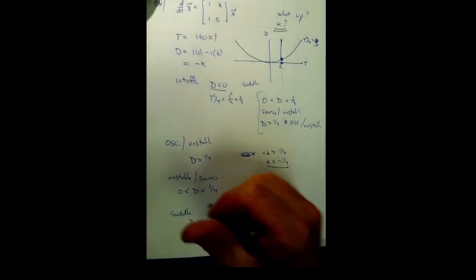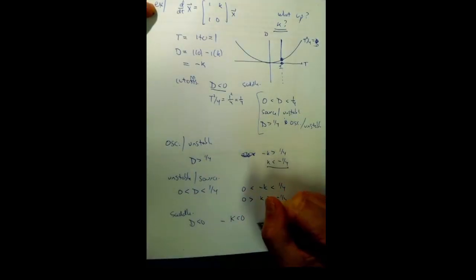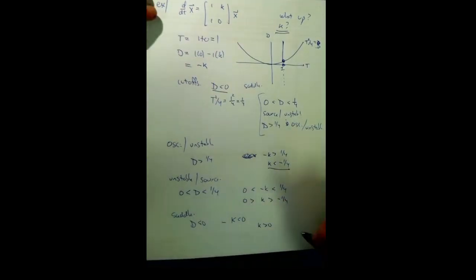Careful, sorry. D is minus k, so minus k is less than 0. Multiply both sides by -1, and I get k is greater than 0, and that gives me my saddle, which is unstable. All right, so let's pull all that together.